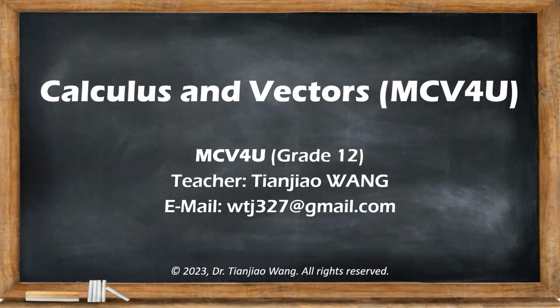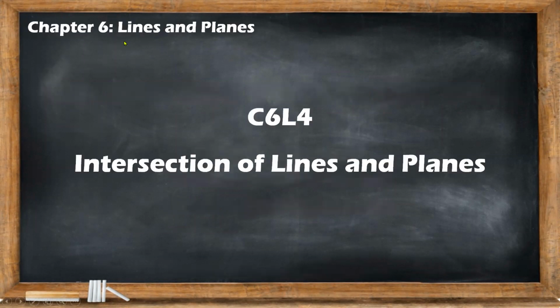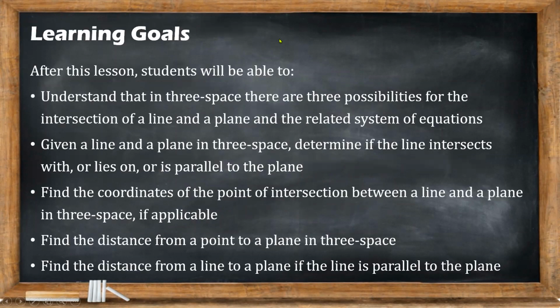Okay, today let's have a look at the fourth lesson of chapter 6, intersection of lines and planes. First of all, let's have a look at today's learning goals. After this lesson, you are expected to be able to understand that in 3 space, there are 3 possibilities for the intersection of a line and a plane and related system of equations.